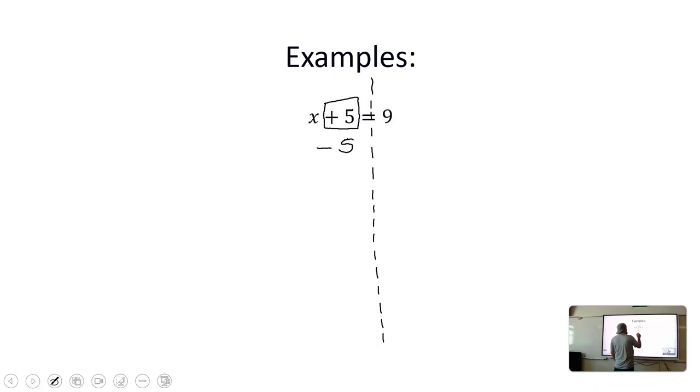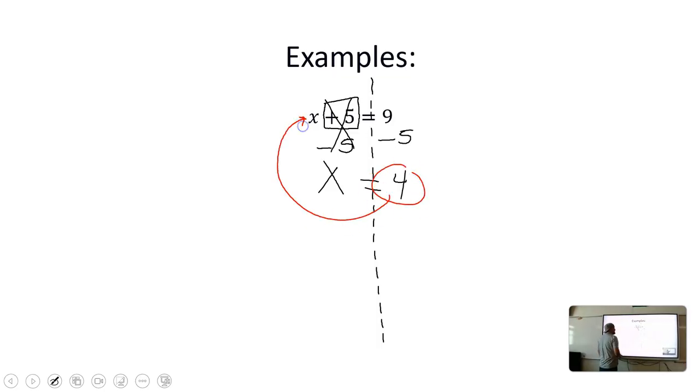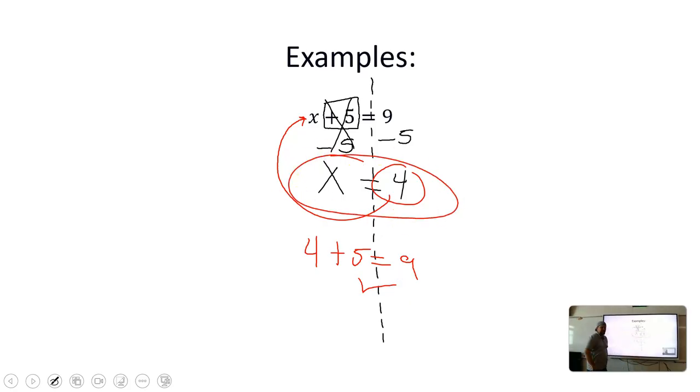So 5 minus 5, that's 0. So that just cancels out, and I'm left with an x on this left side. But since I subtracted 5 from the left side, I have to subtract 5 from the right side. So 9 minus 5 equals 4. So I have x equals 4. Let's go ahead and double check that that's true. We're going to take this 4 and plug it back into our original equation. So does 4 plus 5 really equal 9? Yes, it does. Therefore, x equals 4 is my solution.